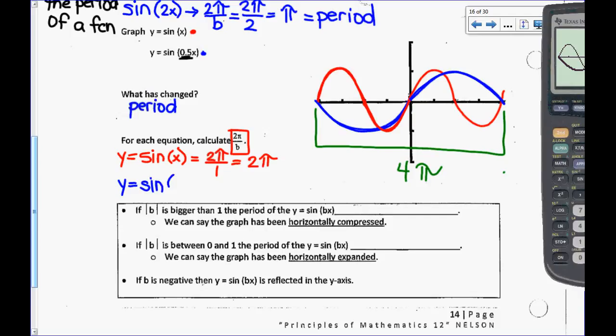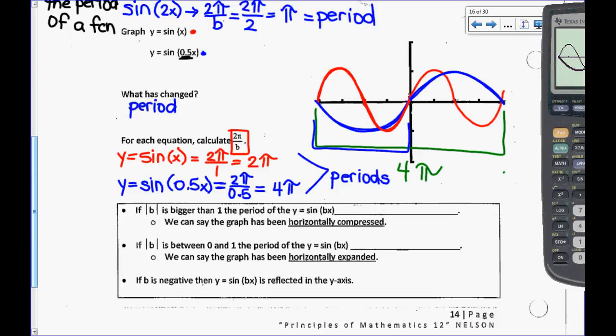So sine of 0.5x is 2 pi over b. Well, our b is how many complete rotations or how many complete periods are there in a space of 2 pi? Well, in a space of 2 pi, that's like from there to there. Well, there's only half of a rotation, isn't there? Okay, so what's 2 pi divided in half? 4 pi. Okay, so this equation will give you the periods of these two functions.